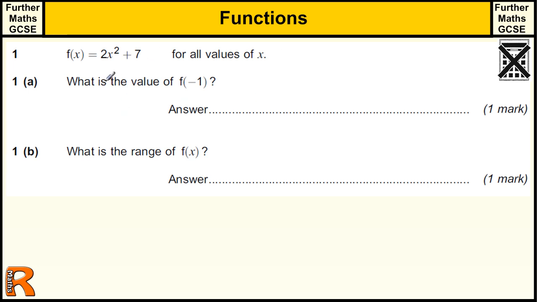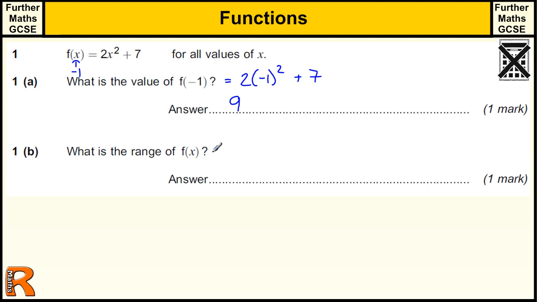Now we're asked to work out the value of f of minus 1. So what essentially we're doing there is we're replacing this x with the value minus 1. So that's going to be equal to 2 lots of x squared, so that's minus 1 squared plus 7. Minus 1 squared is minus 1 times minus 1, which is 1. Times that by 2 gives you 2, plus the 7 gives us 9.